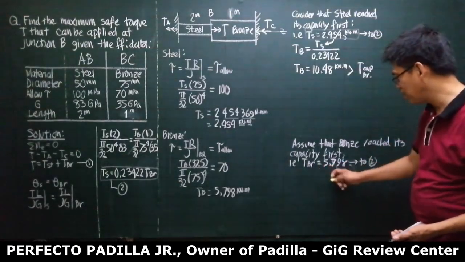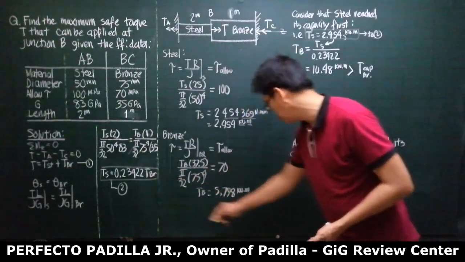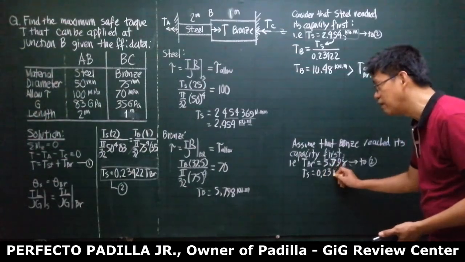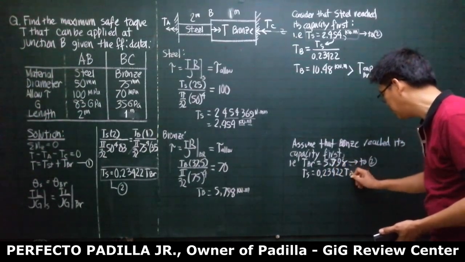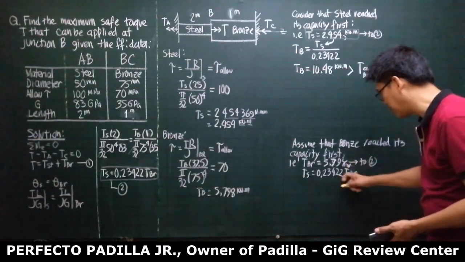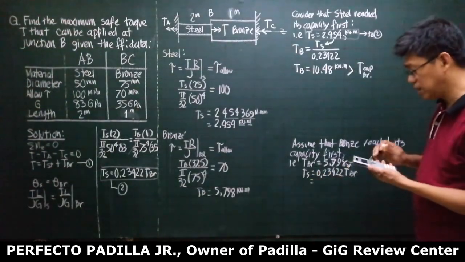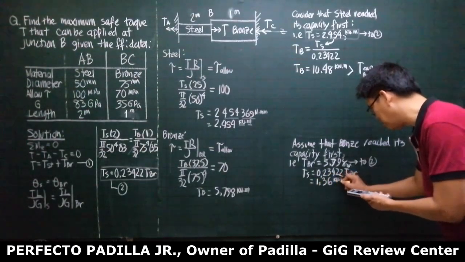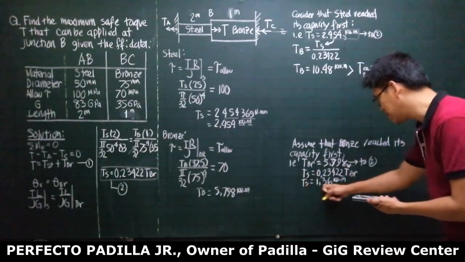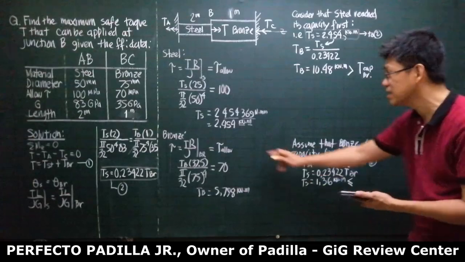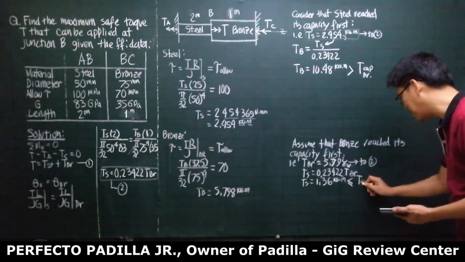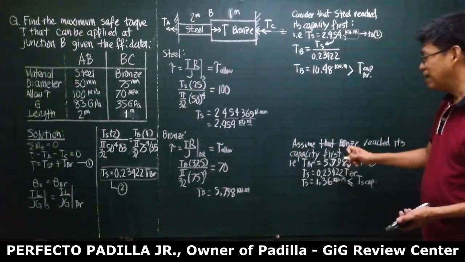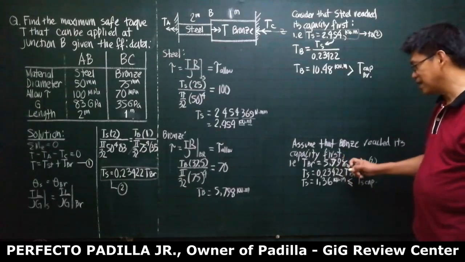So when T in bronze is equal to this, we substitute this to equation 2. The T in steel is 0.23422 of T in bronze. You substitute this here, and you'll get 1.36 kilonewton meter. Notice that the torque in steel is less than its capacity. So this is less than the capacity of steel, which is 2.454, meaning bronze will really reach its capacity first.